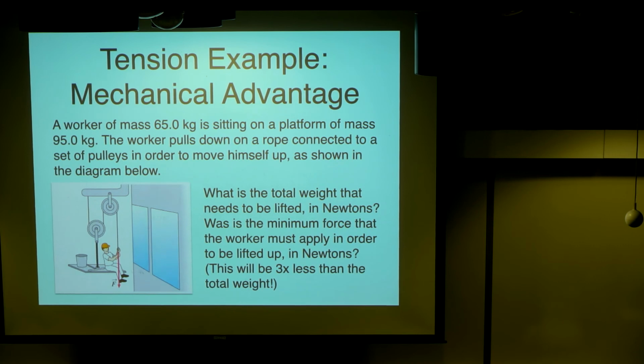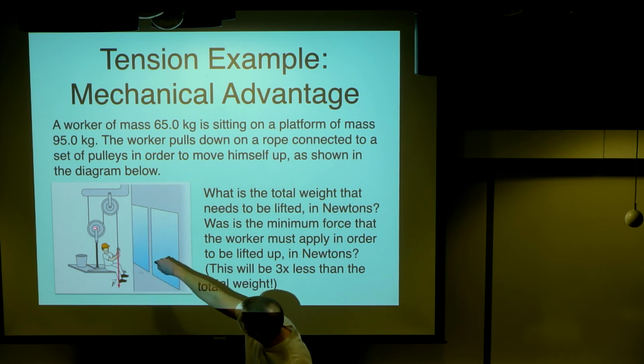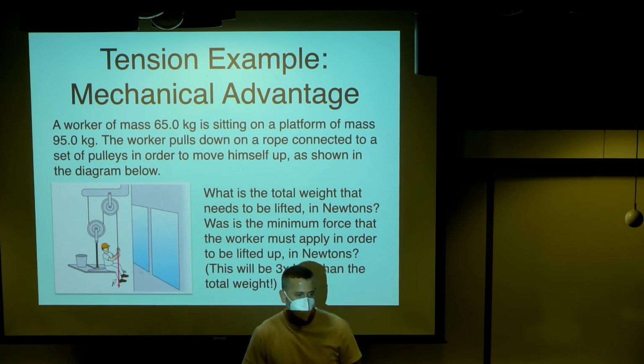All right, let's do this one and then let's get out of here. So you've probably heard of this idea of mechanical advantage before, maybe. This is an example of that. So we have a worker who has a mass of 65 kilograms who is sitting on a platform with a mass of 95 kilograms. So just to be clear, the platform is like this entire thing, including this pulley right here. So this pulley is part of the platform that moves up and down, okay?